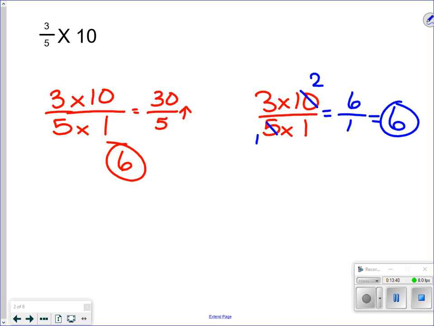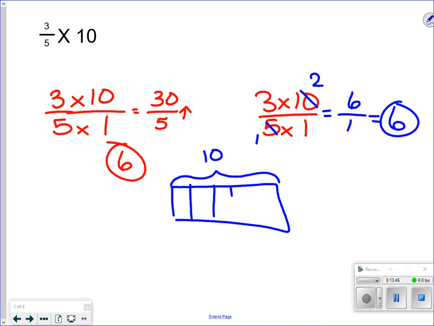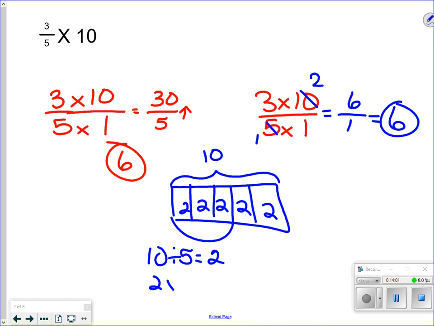If you ended up doing a bar model, doesn't matter. 3/5 of 10. You've got 3 of them. If you do 10 divided by 5, each unit is 2. You have 3 of them, 2 times 3, 6. You still get the same answer.